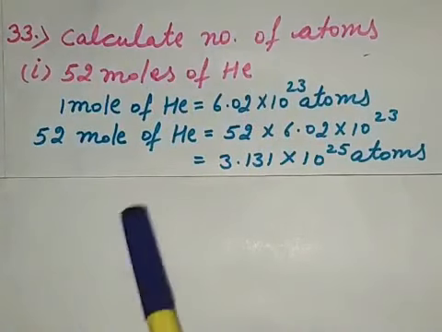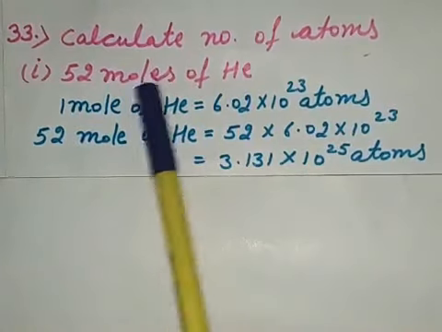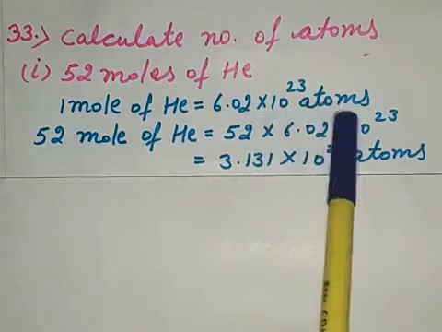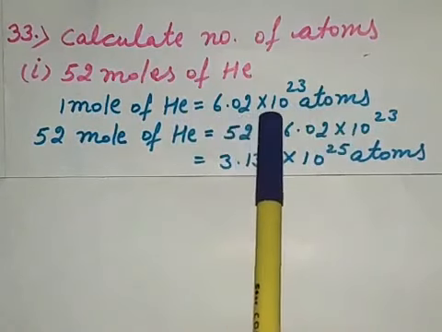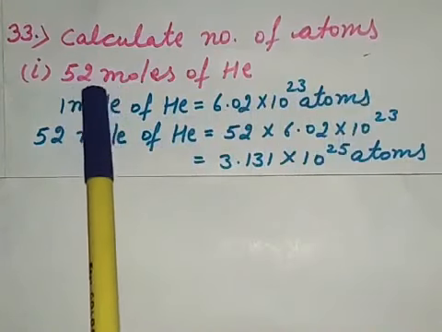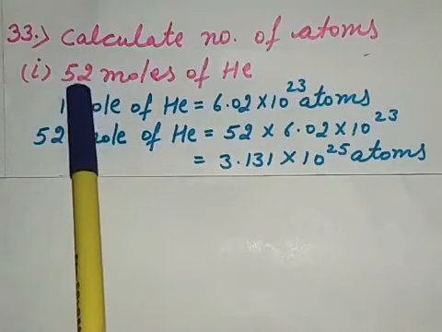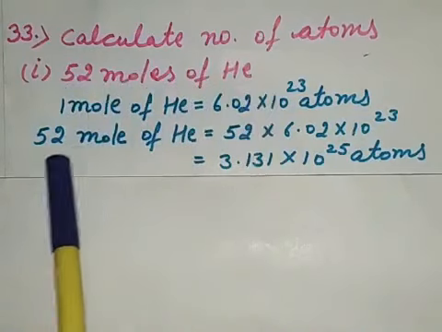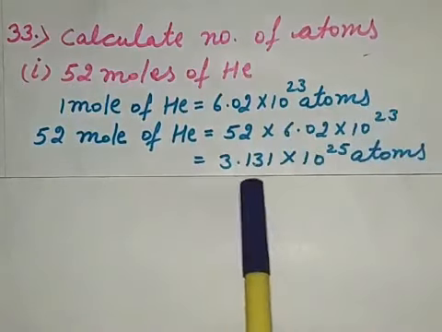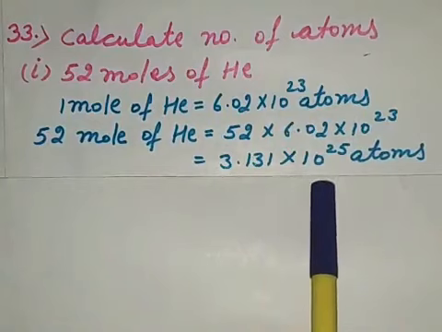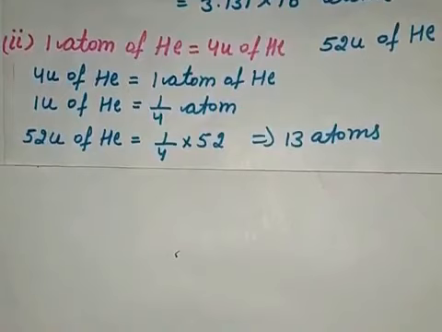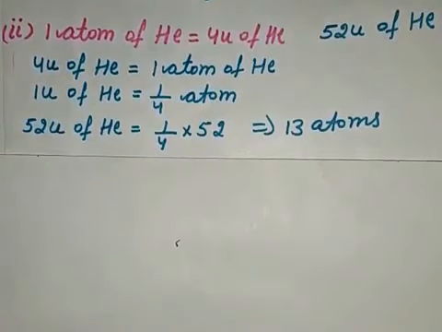So here we have to give the relation between number of moles and atoms. 1 mole of helium is equal to Avogadro's number of atoms, that is 6.02 × 10^23 atoms. We have to find how many atoms are present in 52 moles of helium. So 52 moles of helium is equal to 52 × Avogadro's number, that is equal to 3.131 × 10^25 atoms.